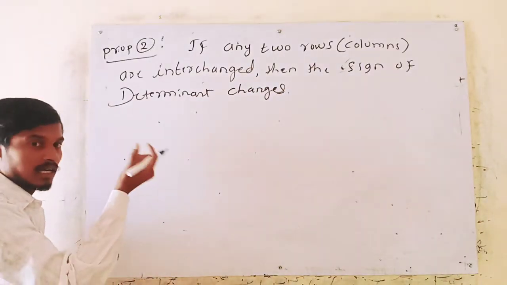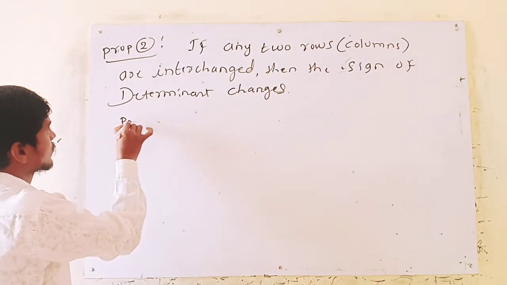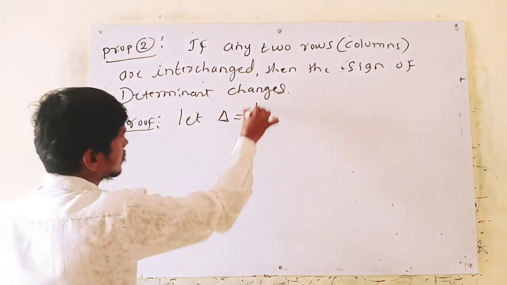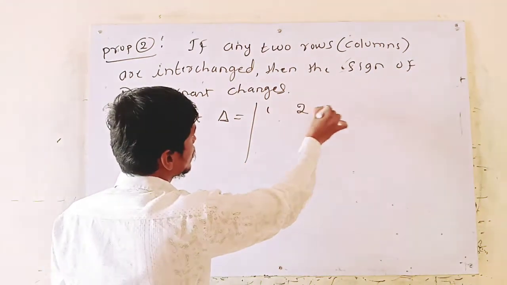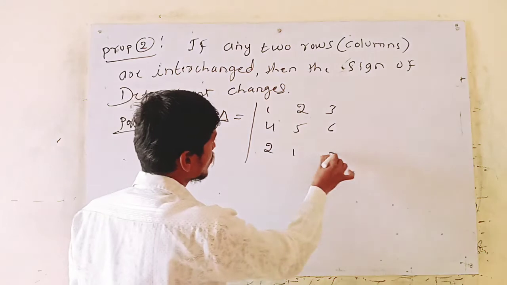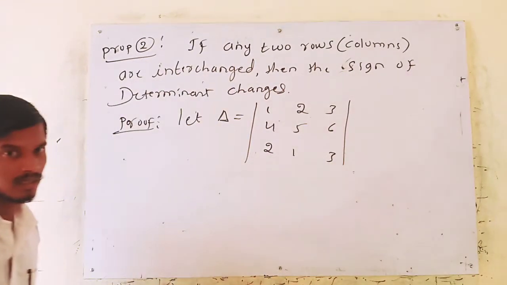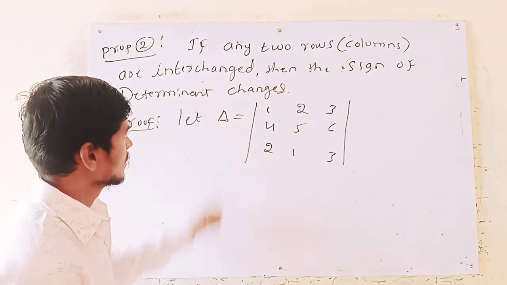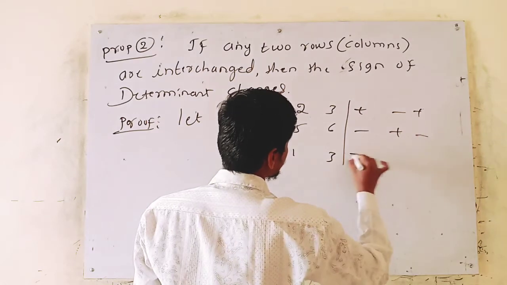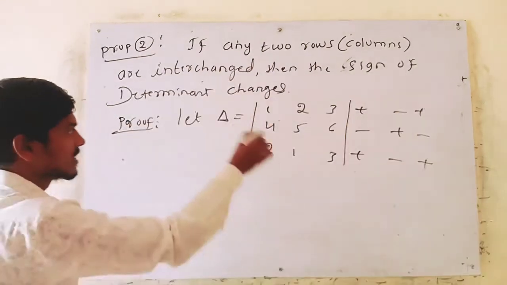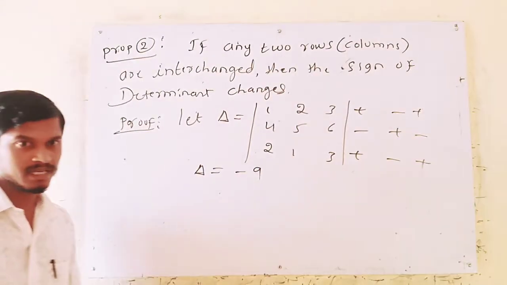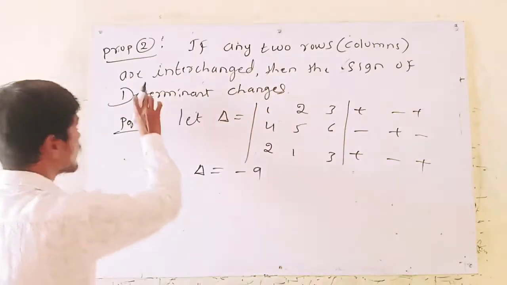Now see here, for the proof, let delta equal to, use that again, that is 1 2 3, 4 5 6 and 2 1 3, the 2 1 3 from before. Again plus minus plus minus plus minus plus minus plus. What is your delta? Delta is the answer, minus 9 has come, minus 9.